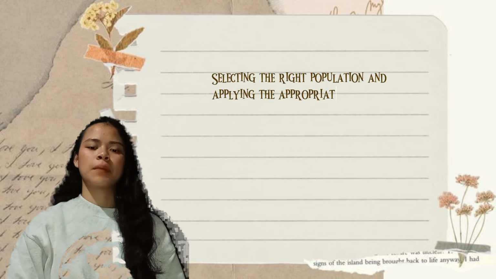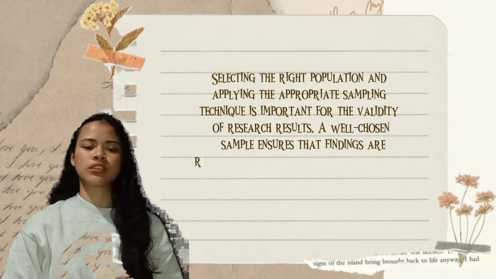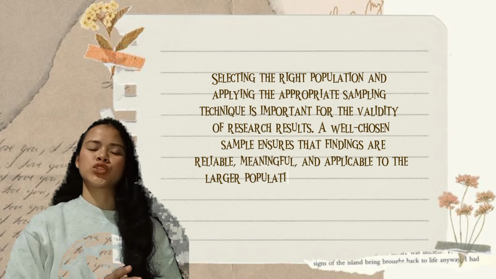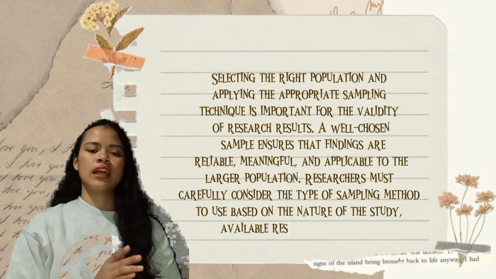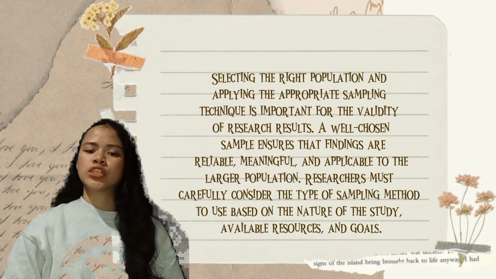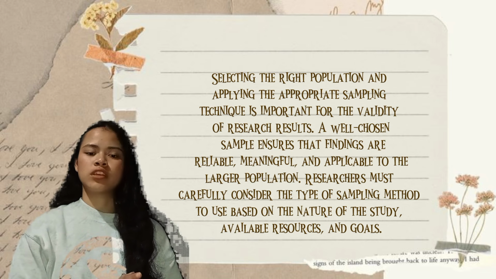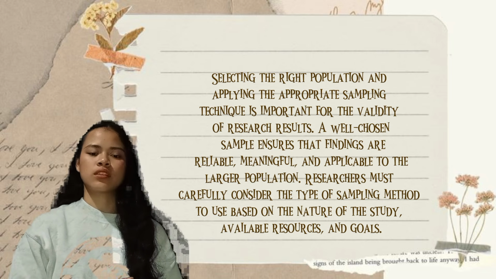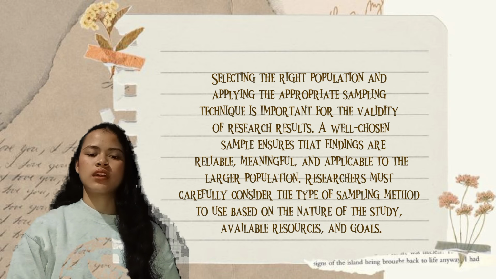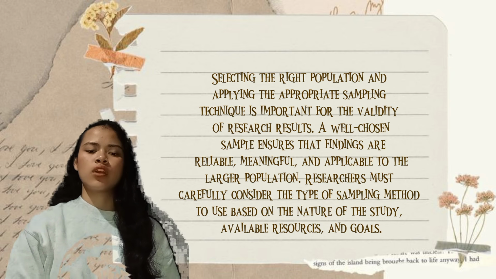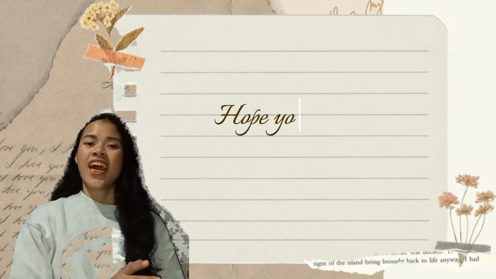Selecting the right population and applying the appropriate sampling technique is important for the validity of research results. Choosing a good sample ensures the findings are reliable, meaningful, and applicable to the larger population. Researchers must carefully consider the type of sampling method to use based on the nature of the study, available resources, and goals. Sampling is not just a technical process, it reflects the researcher's responsibility to uphold fairness and scientific integrity. And that would be all.